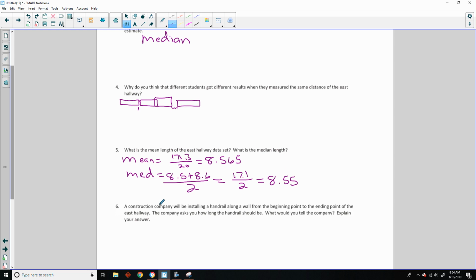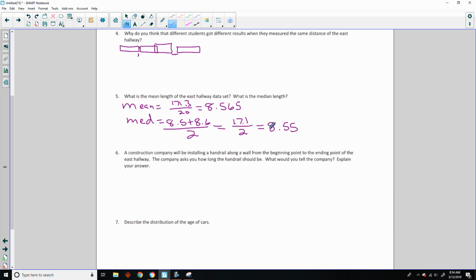6. A construction company will be installing a handrail along the wall from the beginning point to the ending point of East Hallway. The company asks how long the handrail should be. What should you tell the company and explain your answer? Okay, so do we want to go with the mean or do we want to go with the median? That is the question. Okay, so it should be approximately 8.6, I would say. 8.55, 8.565. So I would say approximately 8.6 meters.